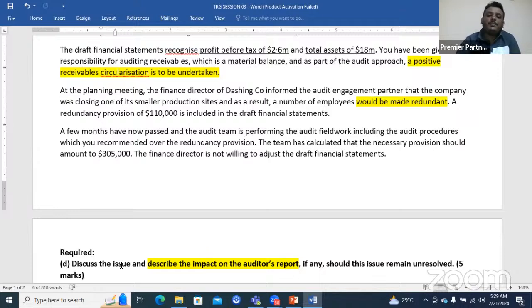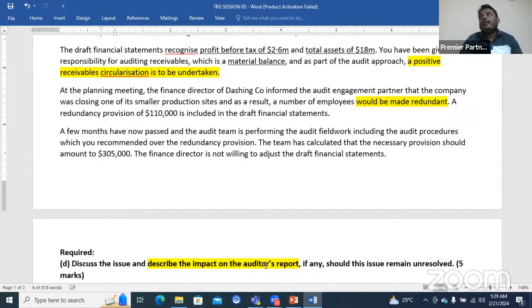The second aspect is to describe the impact on the audit report. Definitely we know there will be a problem, and that problem is related to the financial statements. It can be a confirmed misstatement or a possible misstatement. Once we identify the issue, they ask us to describe the impact on the audit report.